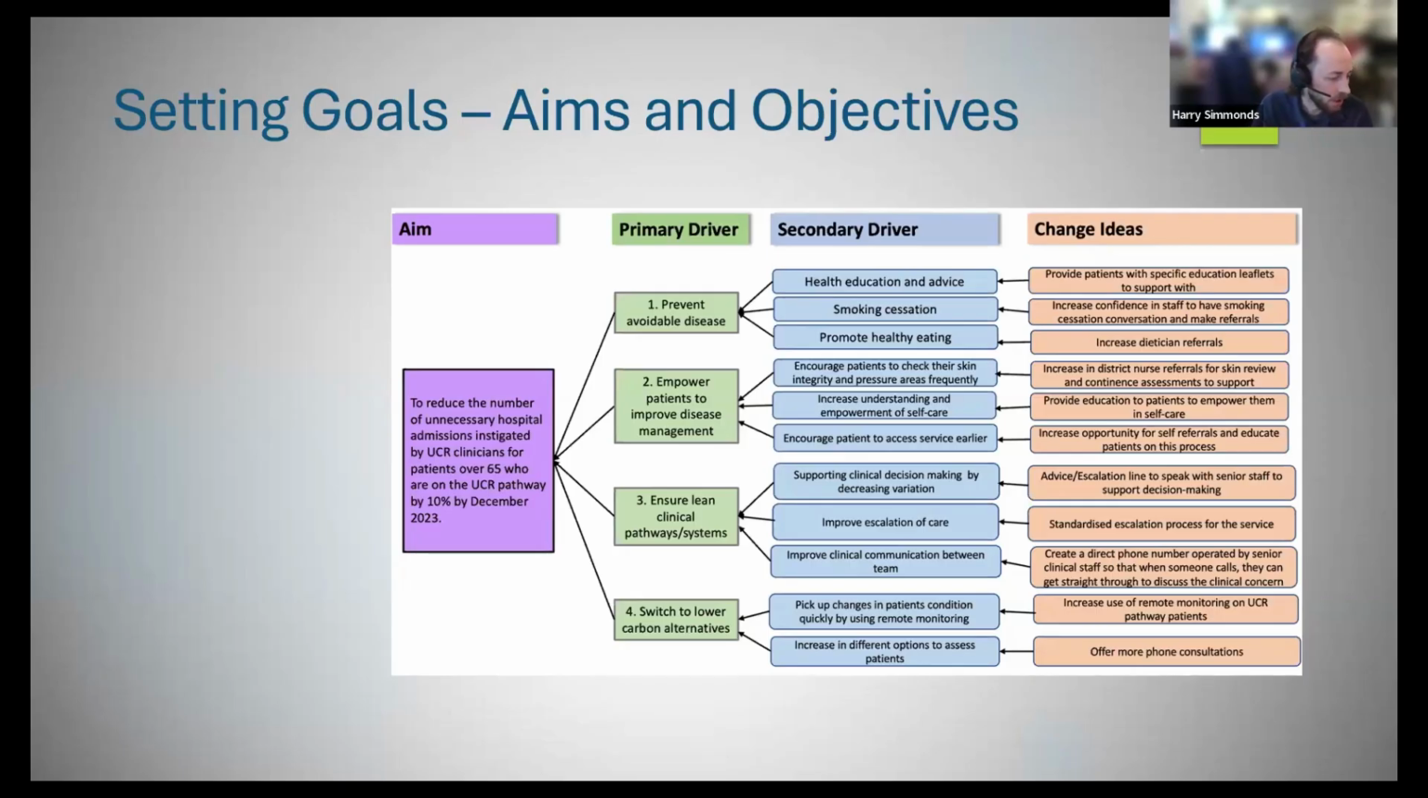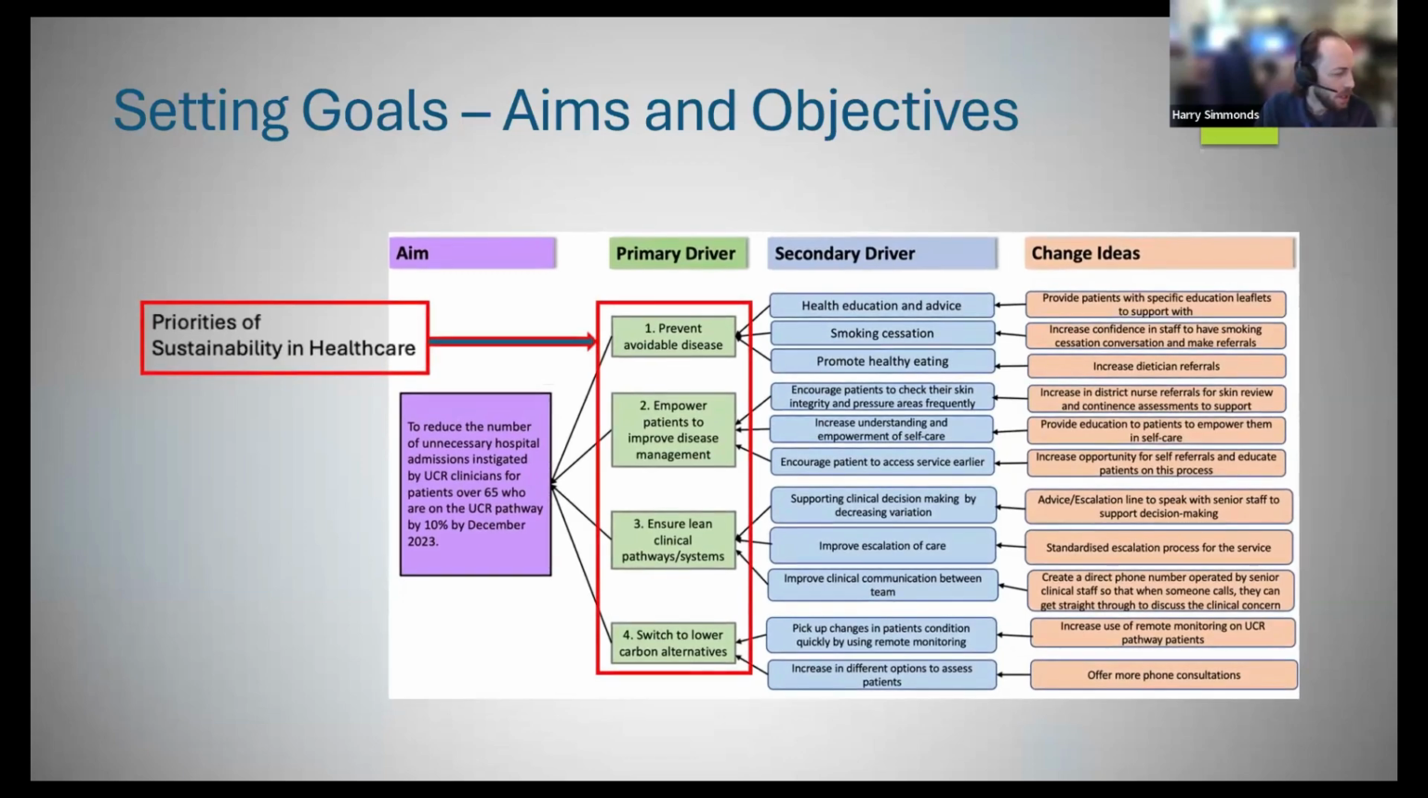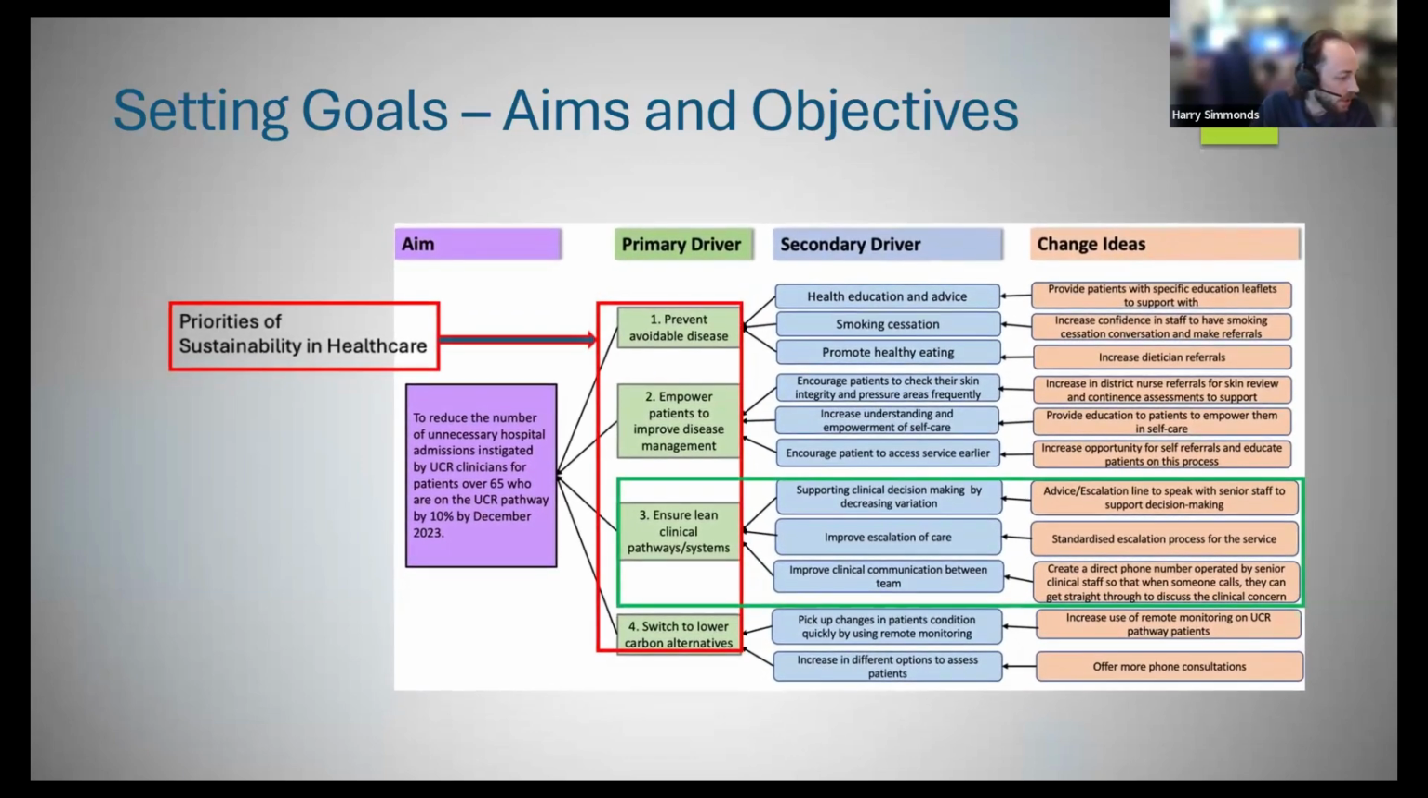So we developed this driver diagram, which was developed by the project group to graphically represent the theory of change for the QI project. So next page, thank you. So we utilised the 4 priorities of sustainability in healthcare as our primary drivers, and the chosen objectives and change ideas aligned with the 3rd principle of sustainable healthcare, lean service delivery, as this offered the most significant impact of change with the time and resources that we had available. Next slide, thanks.